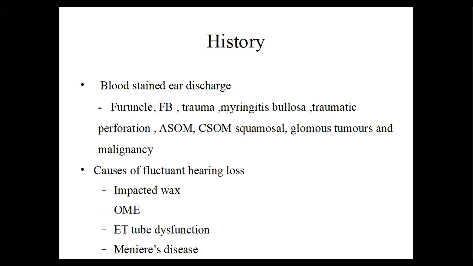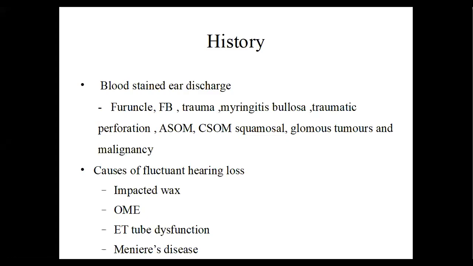So from the external ear, the causes could be certain infective conditions like furuncle or otitis externa, or foreign body induced trauma, or certain conditions of the tympanic membrane, that is bullous myringitis. When it ruptures, it bleeds. Then traumatic perforation, where the history will be very clear. And suppurative otitis media, either acute or the squamosal variety of chronic. These are the causes commonly expected. And certain rare causes you should say, that is middle ear tumors like glomus tumors, and very rarely you should also include the possibility of malignancy.